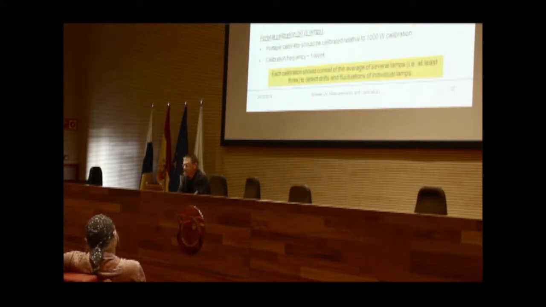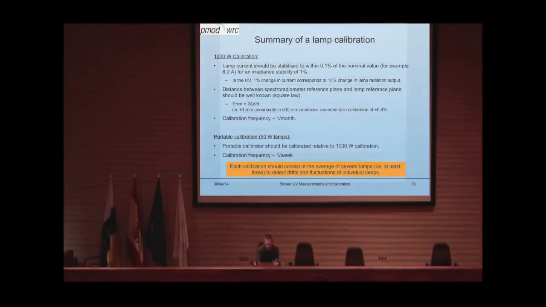Let's summarize. For lamp calibrations, just what we were talking about, you should have the power of your lamp really stable, because the output goes 10 times with the variability of the current or voltage. The distance is really crucial, that it is stable. It goes with the square of the distance. Here you have actually the solution. 1 millimeter out of 500 millimeters produces 0.5% variability. So if you have 50 millimeters, then it's 4%.